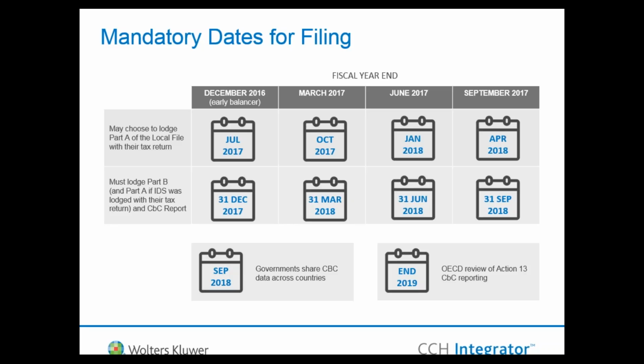So if we take the example of a 31 December year-end early balancer, 31 December year-ends will be the first taxpayers that are required to lodge their CBC reporting statements. They've got two options. You can either lodge Part A of your local file with your tax return. It's not specifically with the tax return, but must be lodged on the same day as your tax return when you lodge that this year in July. And then you will not need to complete questions 2 to 17 of your IDS, but you'll need to complete questions 1 to 18, which is your branch transactions and the subsequent schedules of the IDS as well.